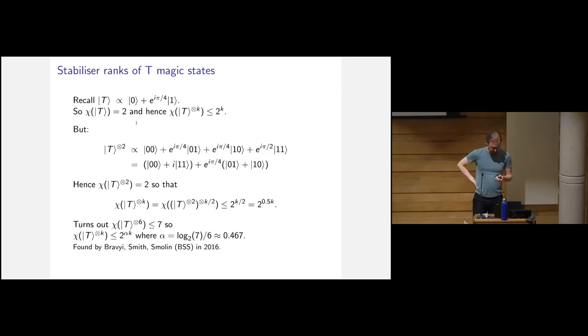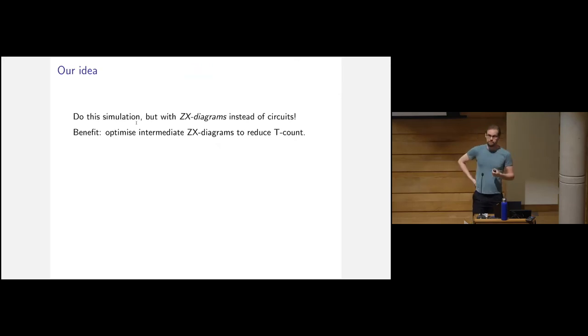Okay. So our idea is to do all of this, but instead of using circuits, we use ZX diagrams. The benefit of doing so is we can optimize intermediate steps in the simulation that hopefully reduce our T count and hence make the exponential scaling more gentle.